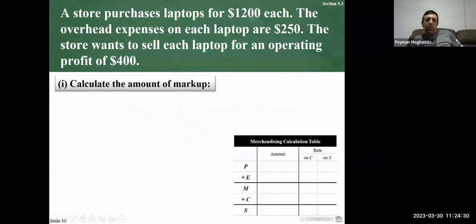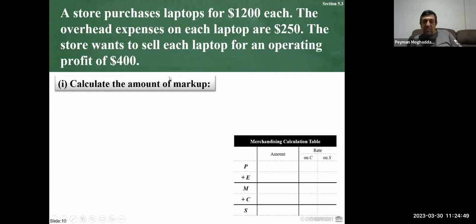Okay, so let's solve an example here. A store purchased laptops for $1,200 each. The overhead expenses on each laptop are $250. The store wants to sell each laptop for an operating profit of $400. Calculate the amount of markup.